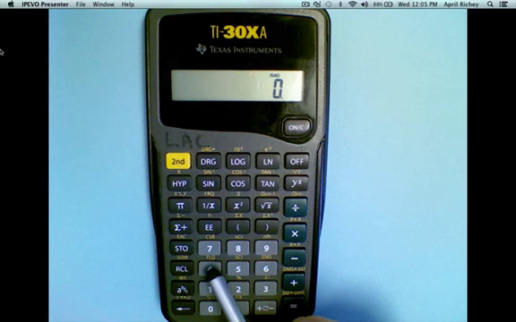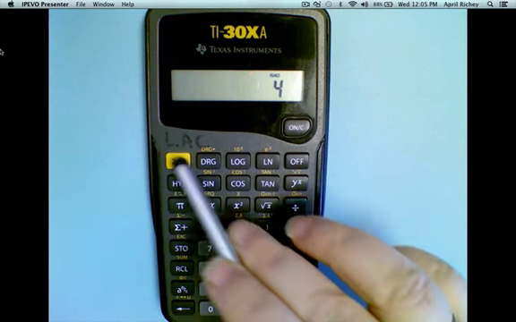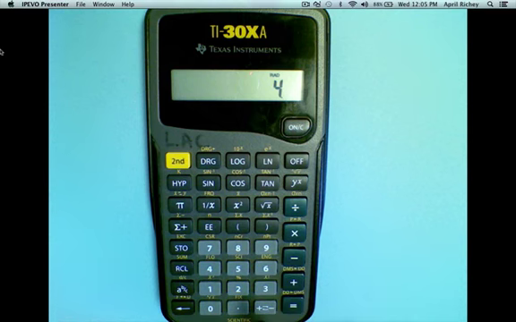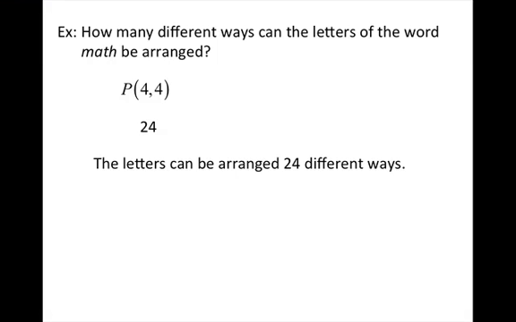So changing the order matters, so it's a permutation. And as we mentioned, we have 4 letters in the word math, and we're using all 4 letters. On our calculator, I'm going to type 4, hit second number 9 to activate the permutation, and type a 4 again. So I end up with 24. So the letters can be arranged 24 different ways.